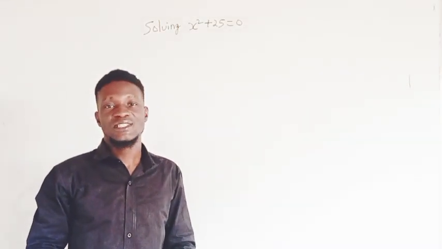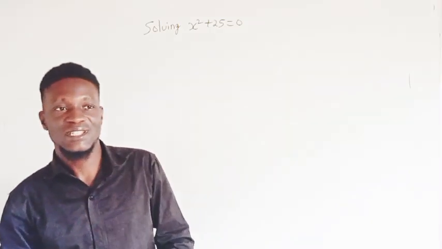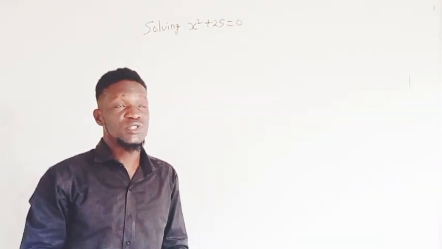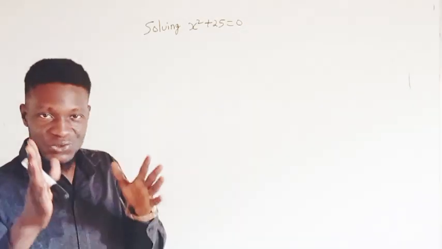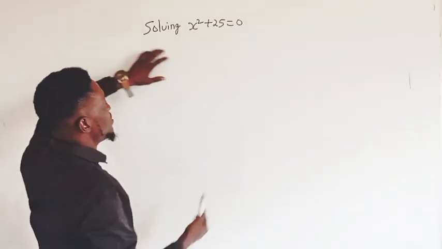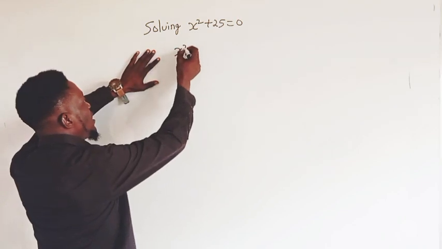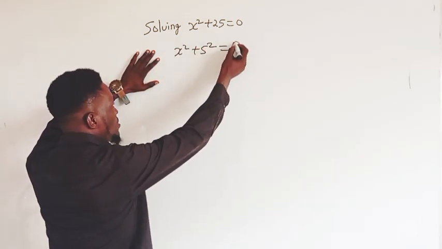This is one tricky equation most students find difficult to understand. In this equation we are told to find the value of x. What most students will do is this: they will say x squared plus 5 squared is equal to 0.